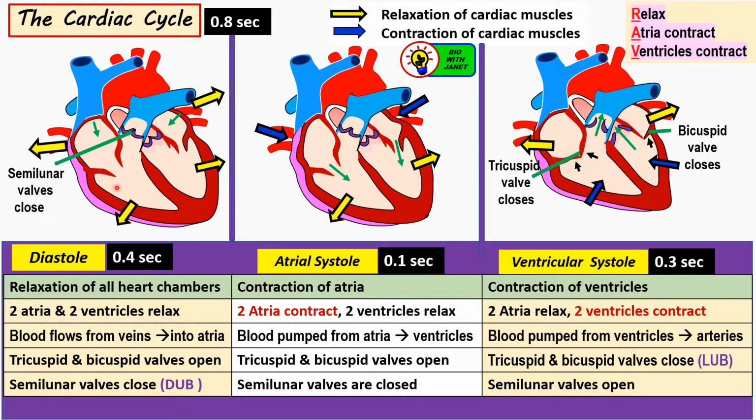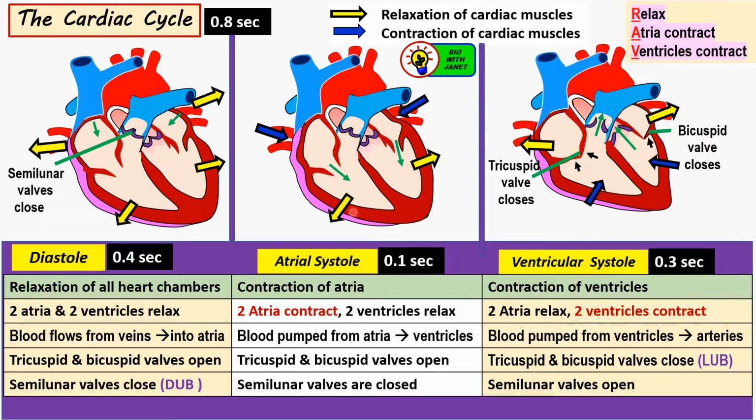So the tricuspid and bicuspid valves are open, but the semilunar valves are closed. Why? They are closed because the blood pressure in the ventricles is lower when they are relaxing, and blood tends to flow down into the ventricles from the pulmonary artery and the aorta. This is when the semilunar valves will close. So we hear the dub sound when the semilunar valves close.